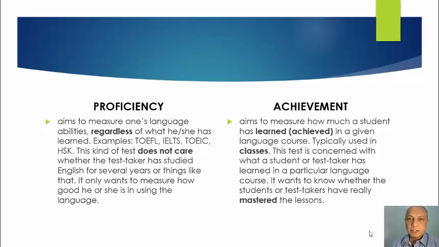The first one is proficiency. Now you look here that the main aim of the proficiency language test is to measure one's language abilities regardless of what he or she has learned. The word regardless here is important. For example, TOEFL, IELTS, TOEIC, even HSK, those are all proficiency language tests.